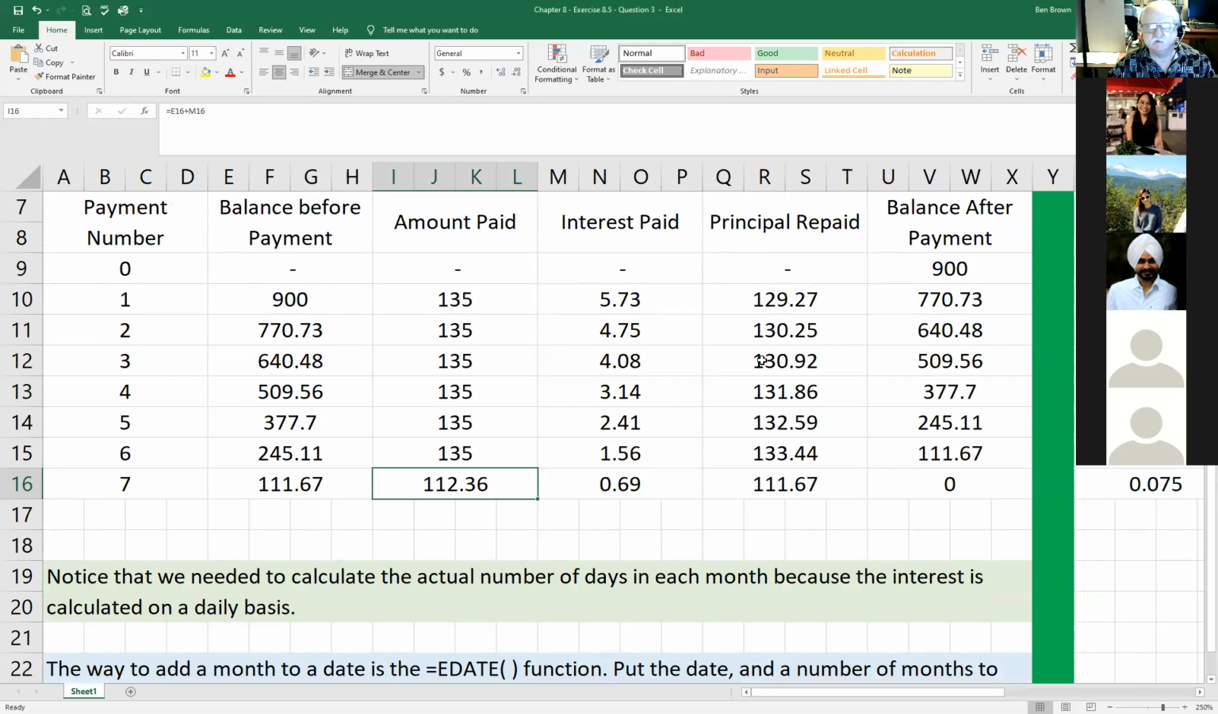So can you see the spreadsheet again? Yes. Okay.